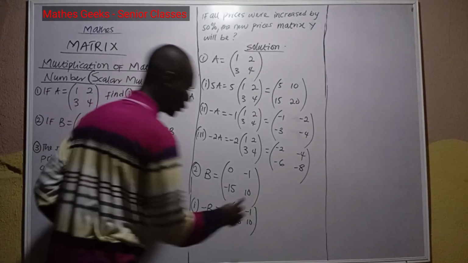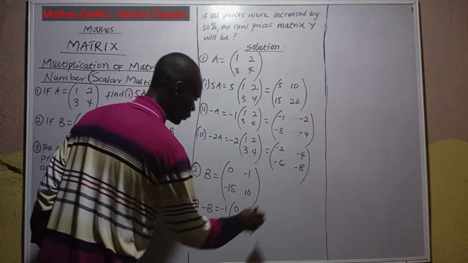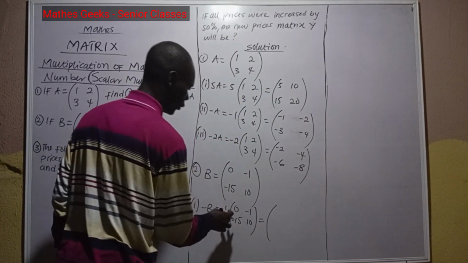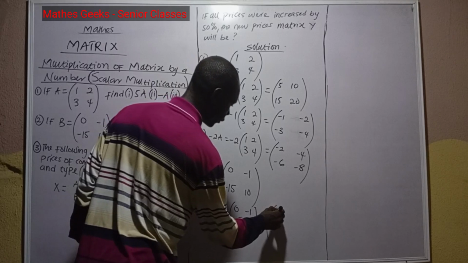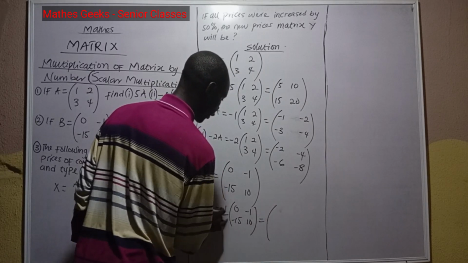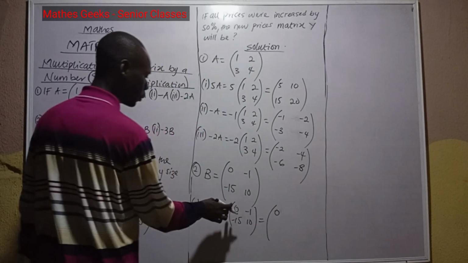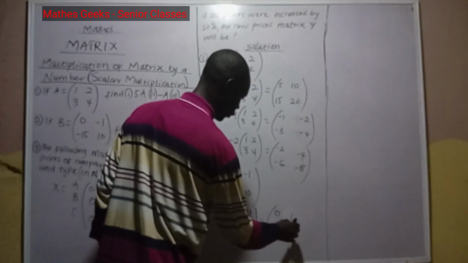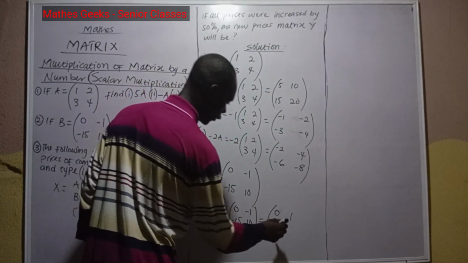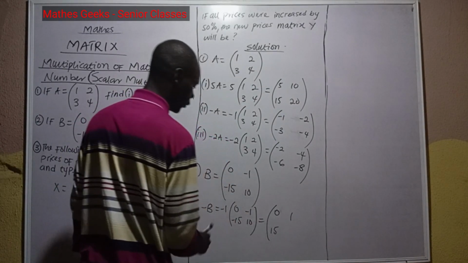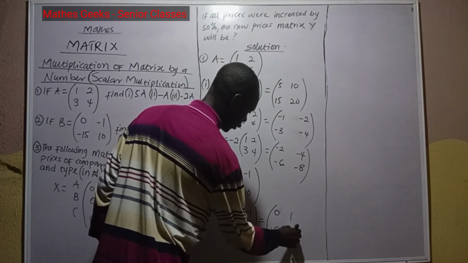So this equals: minus 1 times 0 is 0. Minus 1 times minus 1 gives us 1. Minus 1 times minus 15 gives us 15. Minus 1 times 10 gives us minus 10.